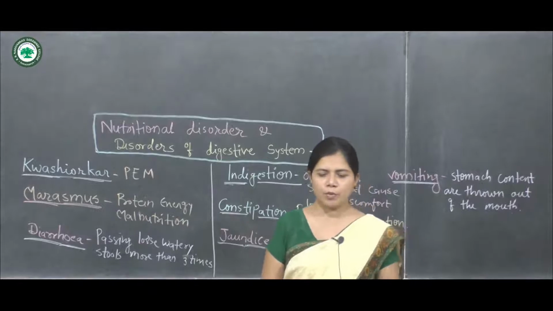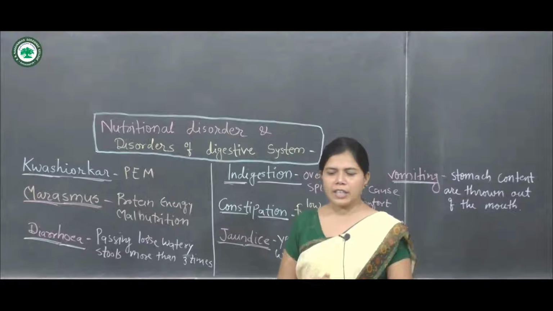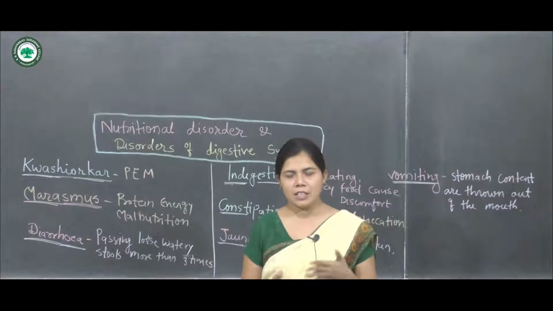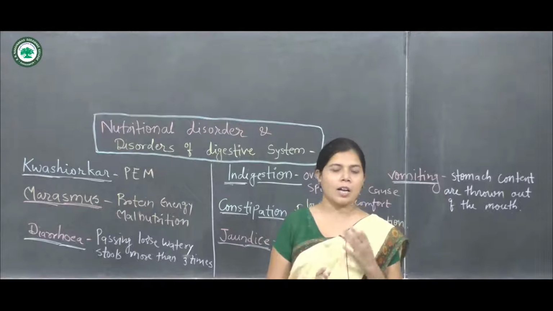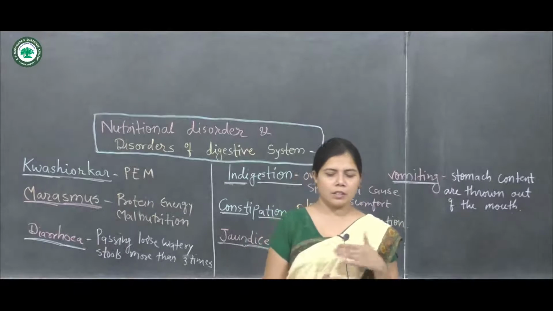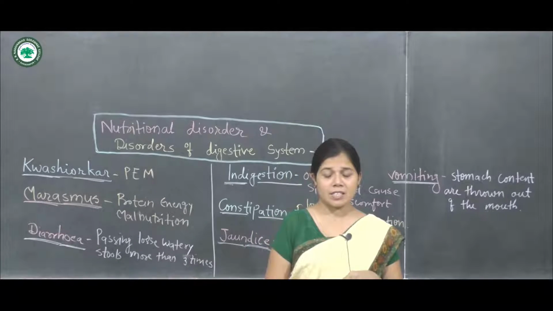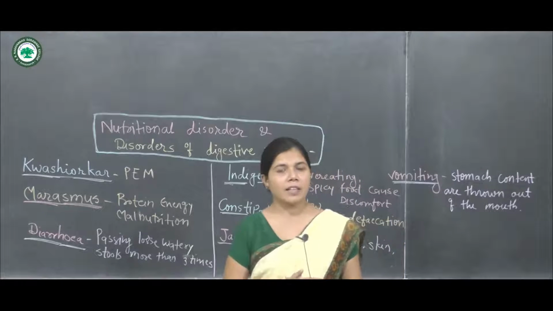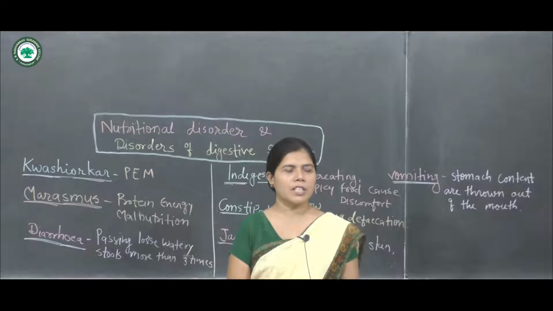Spoiled food or food poisoning also causes indigestion, and it leads to loss of appetite and acidity. We know that acidity means acid reflux as well as heartburn, regurgitation, and dyspepsia, that is upper abdominal pain. Stomach pain is also caused due to indigestion.